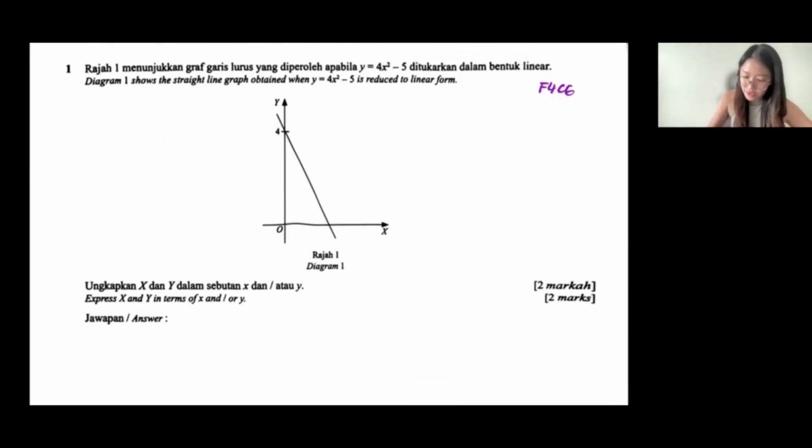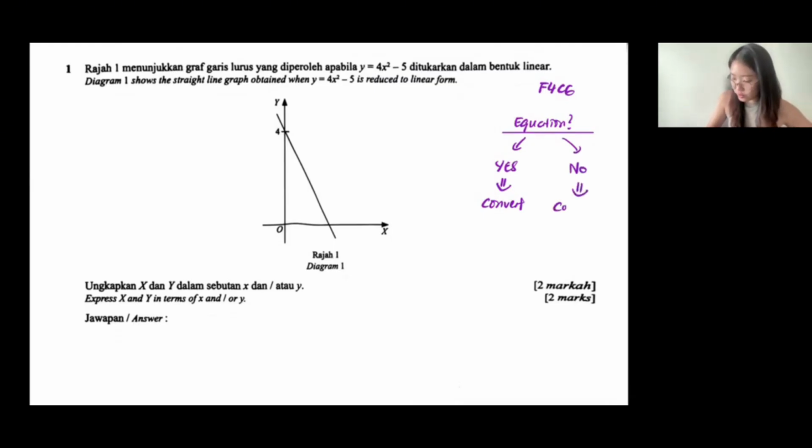For linear law, every time, I have an SOP for my students. You ask yourself first whether you have an equation provided in the question or not. If your answer is yes, then the next thing you do is convert it to linear form. If your answer is no, there's no equation in the question, then you will have to create one based on y equals mx plus c. m is your gradient, remember, and c is your y-intercept.